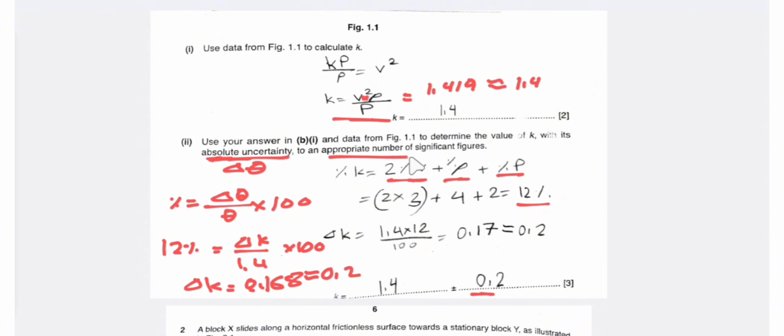Since there is a 6, the 1 is rounded up, so 0.2 is one significant figure. When we write the uncertainty, we always give it to one significant figure, and the value of k, 1.4, is to two significant figures. So k = 1.4 ± 0.2.